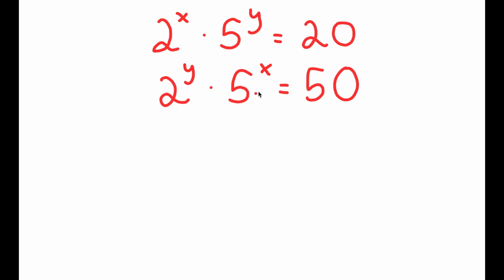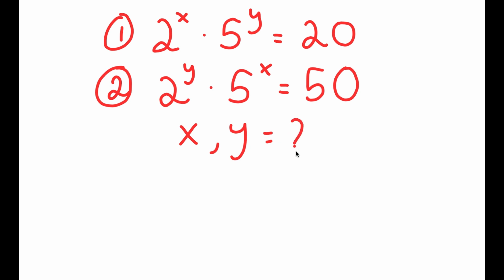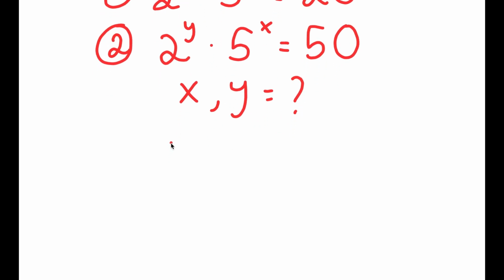Alright, so in this system of equations, my first equation is 2 to the power of x times 5 to the power of y is equal to 20. And my second equation is 2 to the power of y times 5 to the power of x is equal to 50. So, to find the values of both x and y, what I'm going to do is first start by multiplying equation 1 with equation 2.